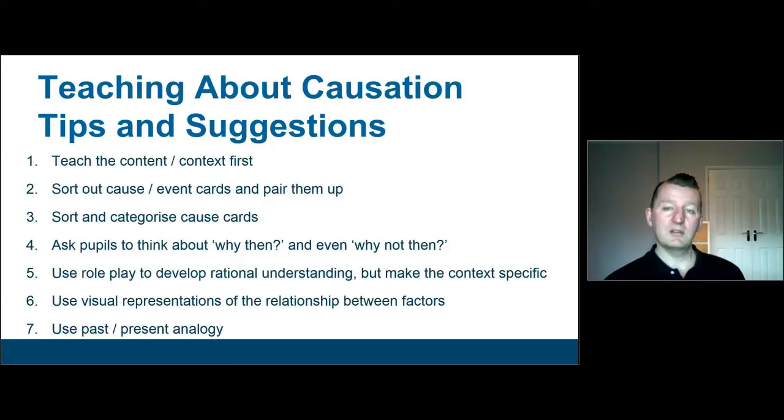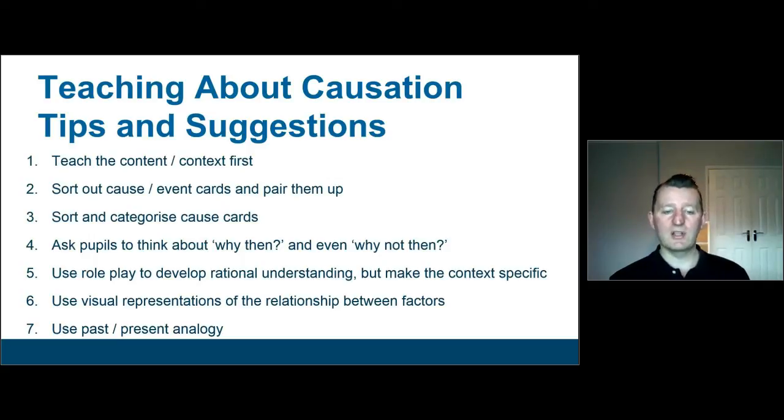So those were things to watch out for. What are some of the tips and suggestions in the teaching literature? Well, one suggestion is to teach the content and the context first. So it's difficult to explain why something happened until you understand what it was that happened. And then you can kind of work back and think about causation. So give the children some content, but then give them the opportunity to work with that content to construct their causal accounts. Second tip in the literature is to sort out cause and event cards and to pair them up so that children are actually physically relating a cause and an event together and talking about and justifying their selection.